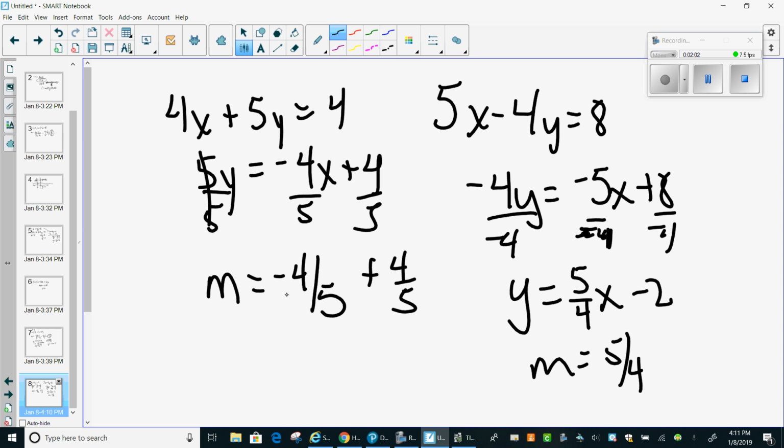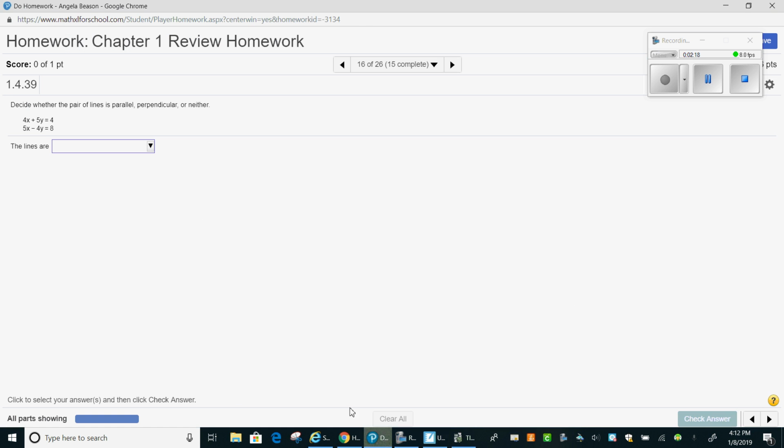So the first line has a slope of negative 4/5. The second line has a slope of positive 5/4. So these two slopes are opposite reciprocals of each other, which makes these lines perpendicular to each other. So these lines are perpendicular. All right, number 17.